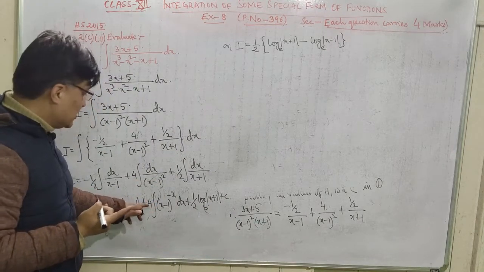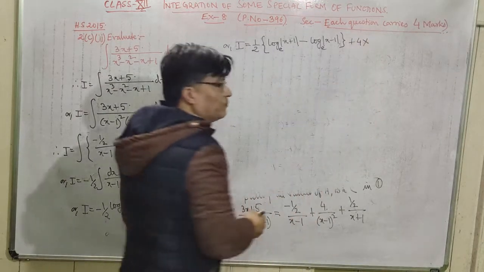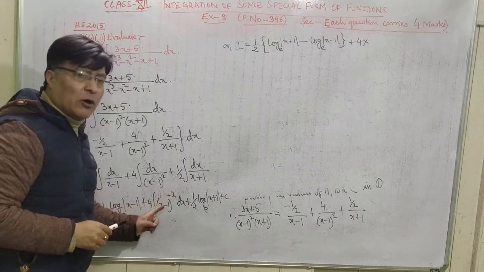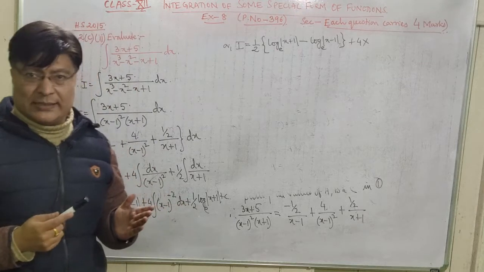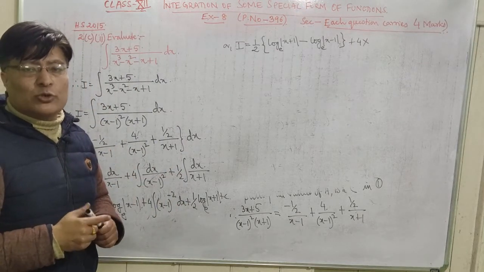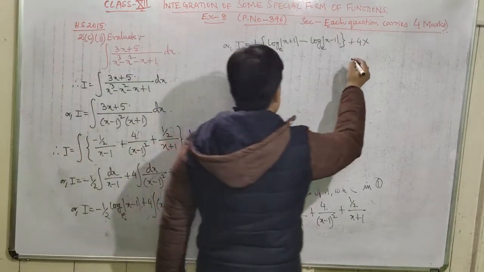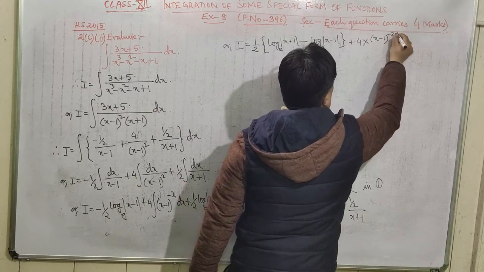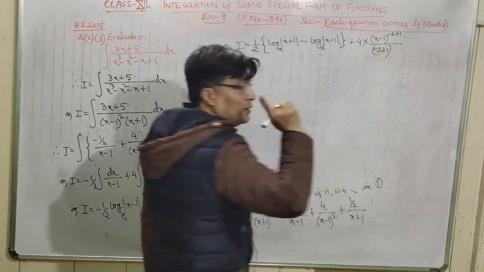you can easily integrate this second term, plus 4 into, now in this case, within whole to the power minus 2, the power of x is 1, so x minus 1 we can take as x to integrate it. So it is x to the power minus 2. What is the integration of x to the power minus 2? x to the power n plus 1 divided by n plus 1. So it is (x minus 1) whole to the power minus 2 plus 1 divided by minus 2 plus 1.